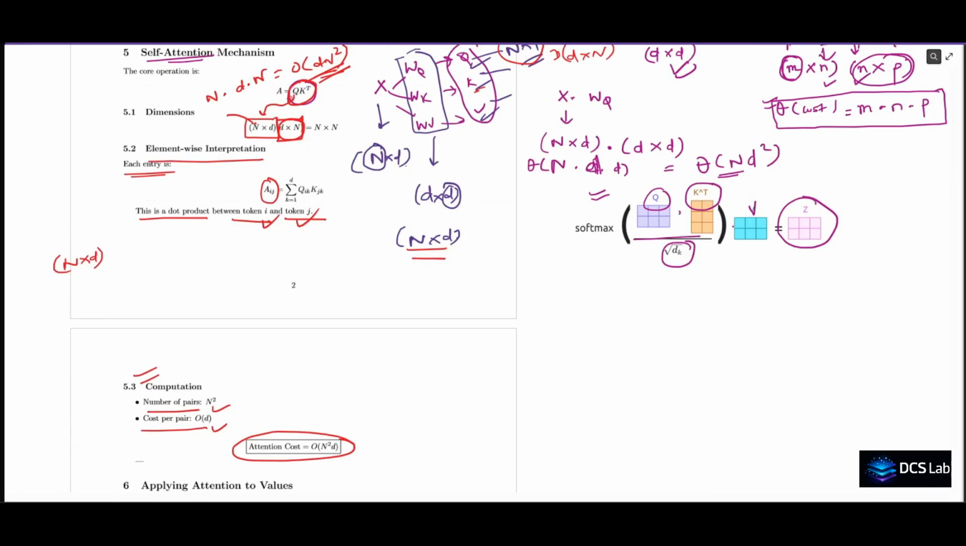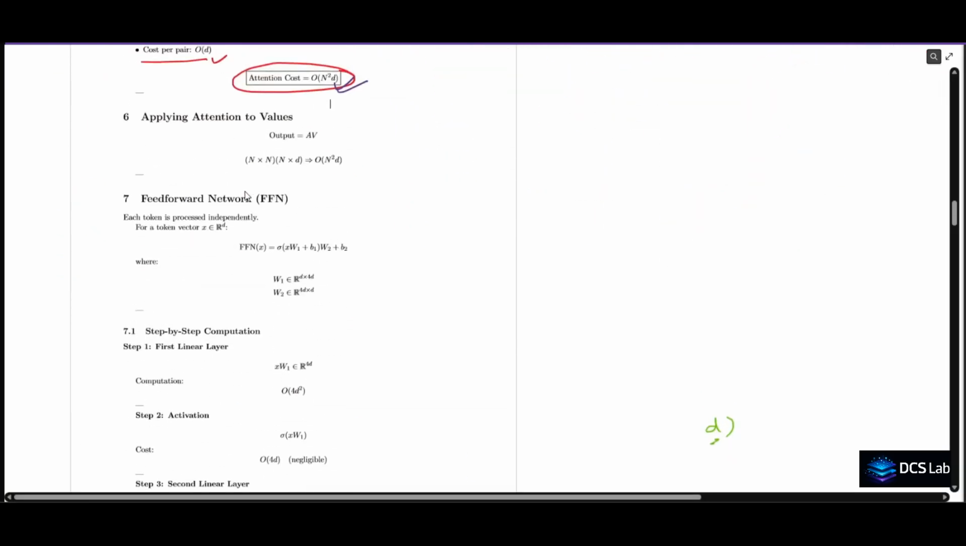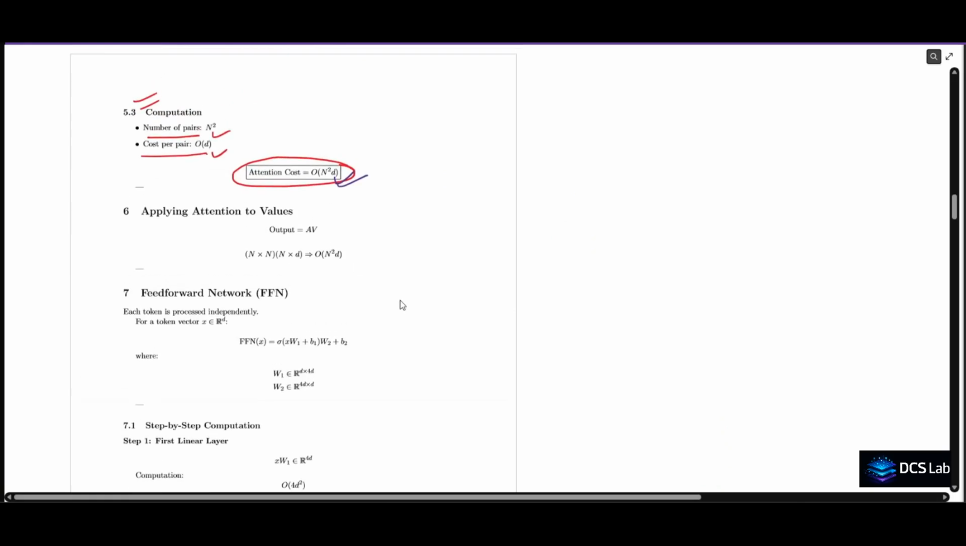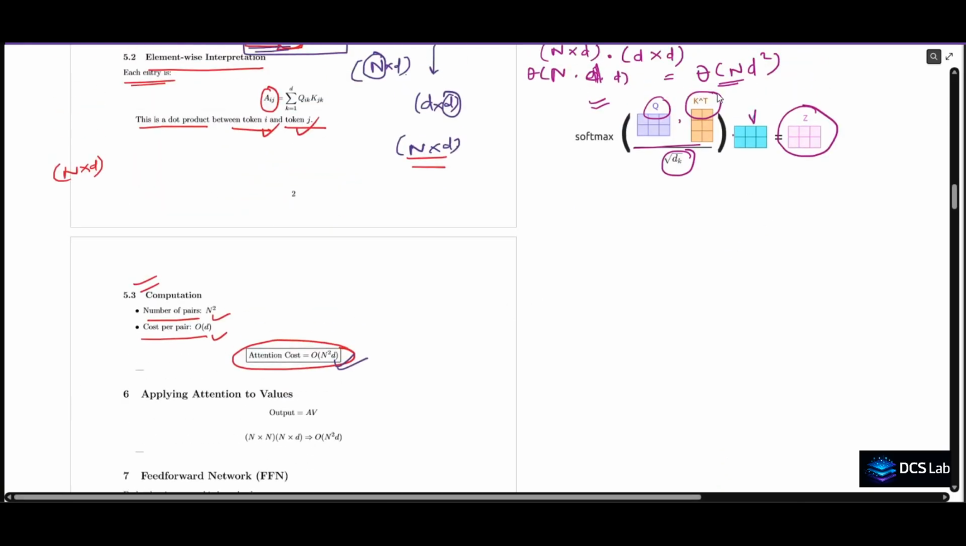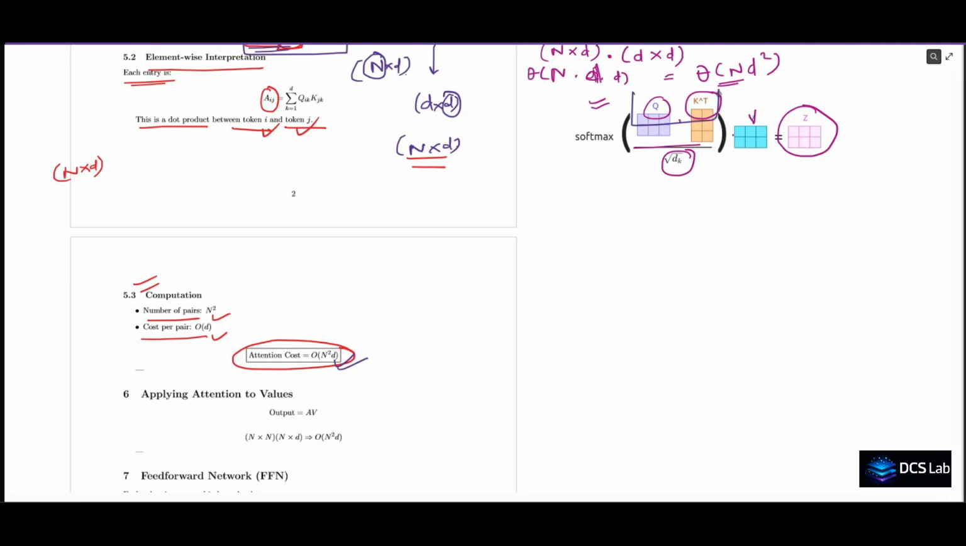For computing the attention, how did we get that? Once we had the query and key transpose in place, we tried to calculate the cost of performing the attention. So the cost of this will be order of n square d. I hope it's clear. You can go back to the video and see again how we found this value. Now what's next? Applying attention to value. The formula says you have to calculate QK transpose, there is some normalization, then it passes to softmax, and then we multiply it with the value matrix V.